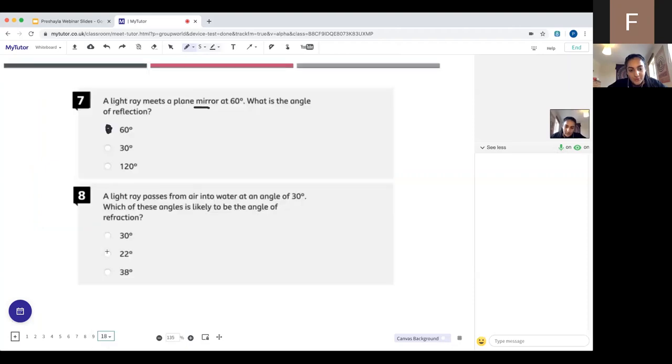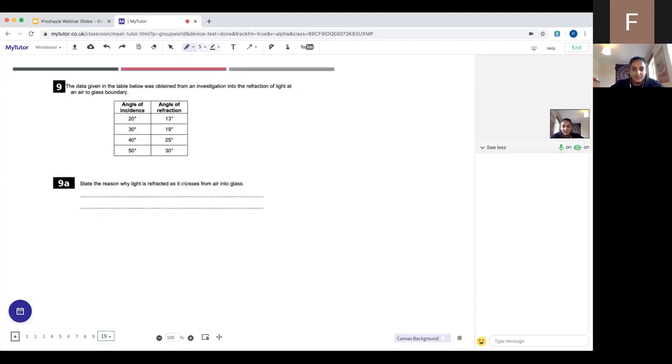So the answer is 22 degrees because it goes towards the normal, because it goes into a more dense medium, which means the wave travels slower, and it's at ST of fast.